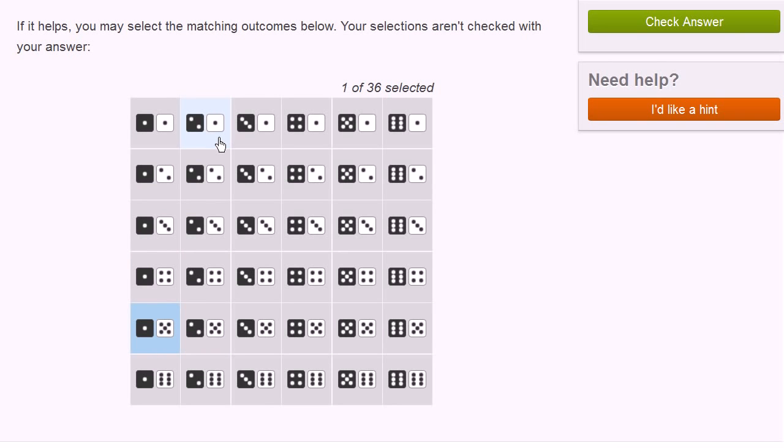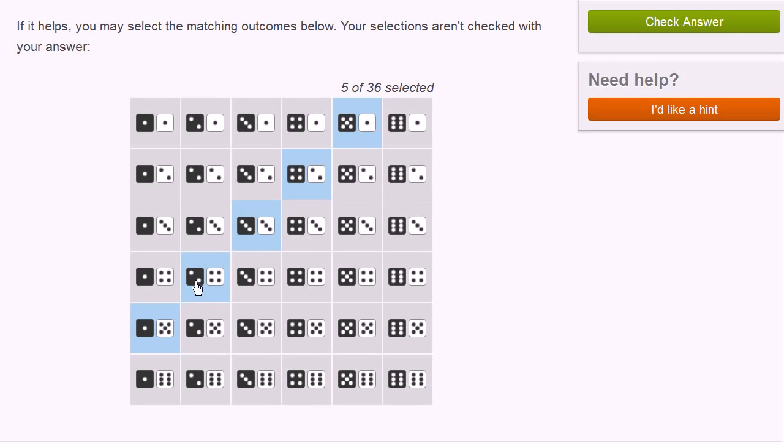Right over here, if I have a 2 on the black die, then I'm going to need a 4 on the white die to add up to 6. If I have a 3 on the black die, I'm going to need a 3 on the white die to add up to 6. If I have a 4 on the black die, I'm going to need a 2 on the white die. If I have a 5 on the black die, I'm going to need a 1 on the white die. And then if I have a 6 on the black die, it's actually impossible that the sum will be exactly 6. There's no 0 on the white die. So none of these meet the constraint.